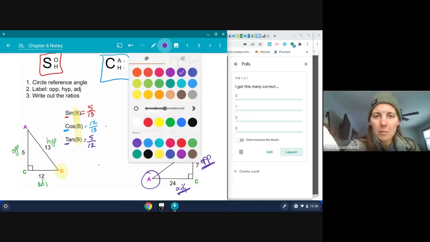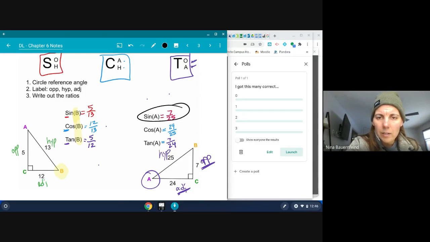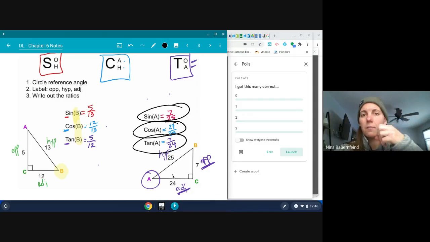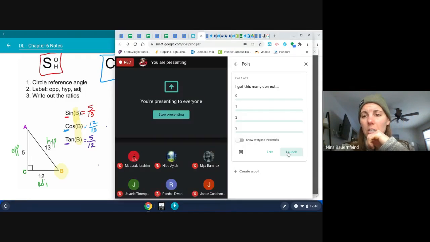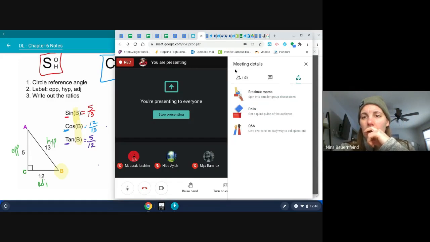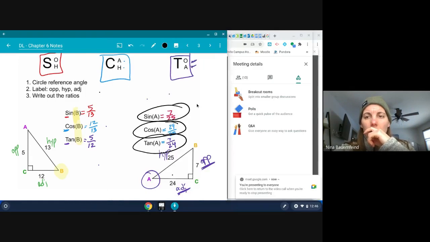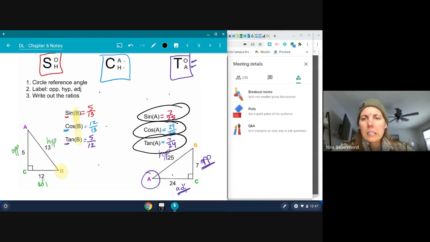These are the 3 that I'm talking about. 1, 2, 3. I want to know if you got all 3 right, if you got 2 right, if you got 1 right, or if you didn't get any correct. Okay, so I'm going to launch that. No one can see your answers. I won't be able to even see it until later. But this is what your quiz is going to look like. So hopefully you guys took that seriously. So the poll is in the upper right corner.